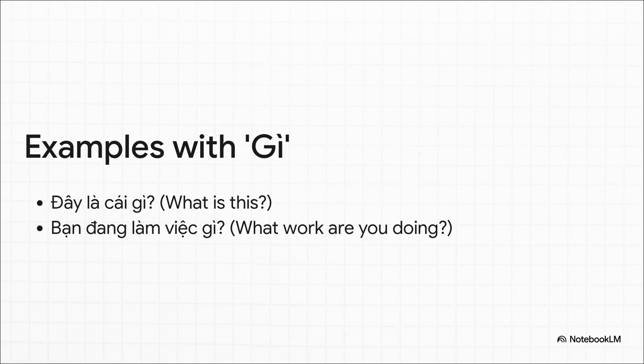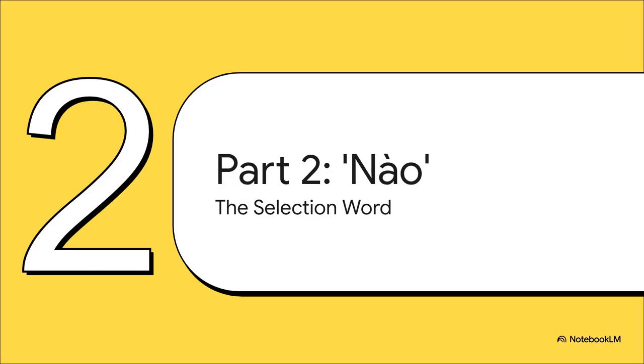Let's make this real. Imagine you point to some strange object you've never seen before and ask, "Đây là cái gì?" You're using gì because, hey, it could be anything. Same thing if you ask, "Bạn đang làm việc gì?" The person could be a doctor, a musician, a chef. The possibilities are endless. Okay, you with me? We've got gì down.